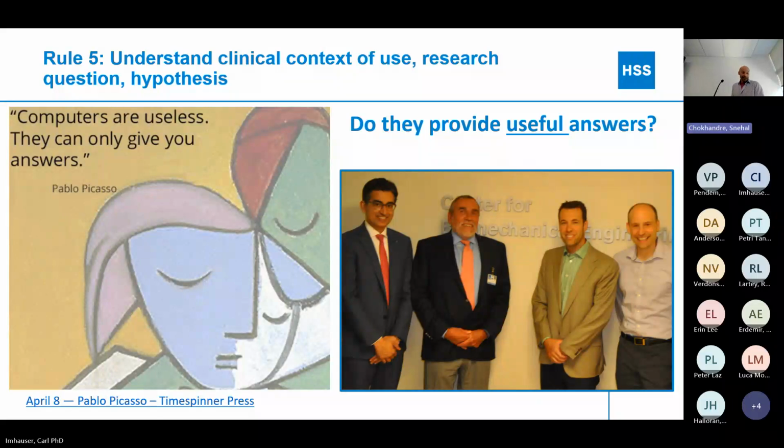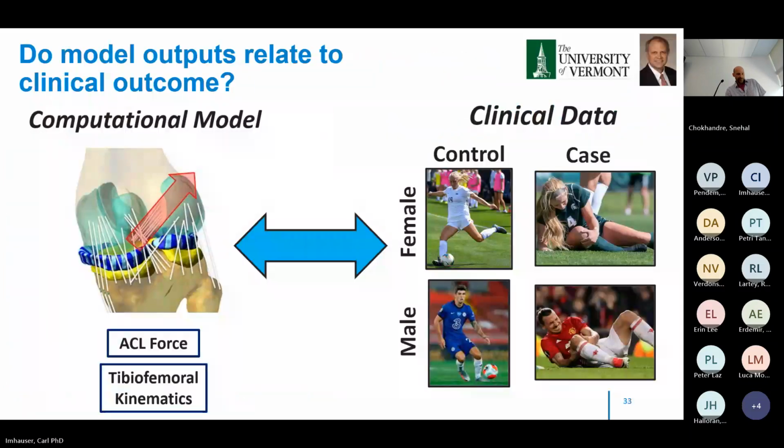So rule 5 is understanding clinical context of use, research questions, and hypotheses. We want to be very clear about the context of use because that helps us understand what we need to measure, the signal, so to speak, the difference in an outcome before and after a treatment that is clinically relevant. And that helps us put it in the context of the ability of a measurement instrument. You can think of a model as a measurement instrument, the noise in that measurement instrument, and then whether the signal to noise ratio is adequate for answering that specific question.